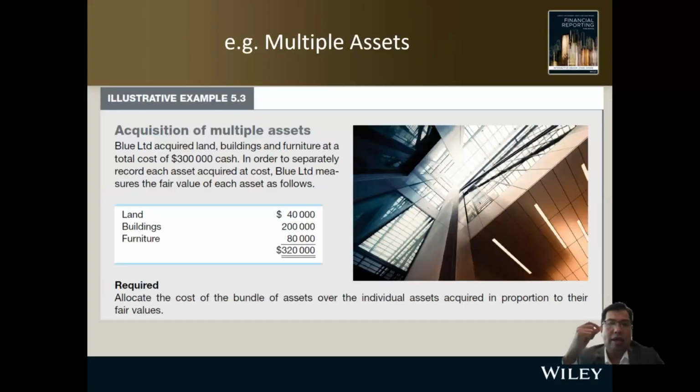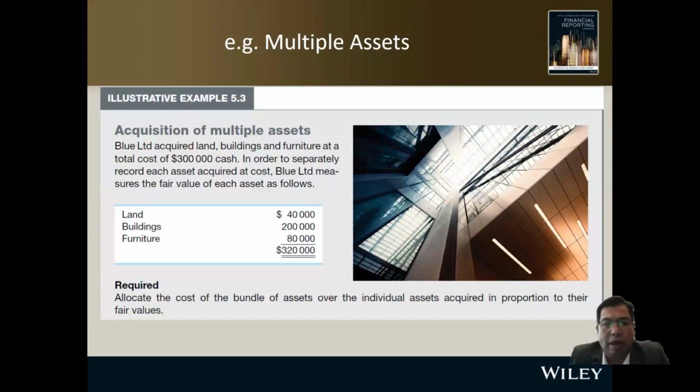Okay, let us look at this example. Illustration 5.3 from the textbook shows the acquisition of multiple assets. How are we going to measure the cost? Blue Limited acquired land, building and furniture at a total cost of 300,000. We bought all these assets with a total cost of 300,000.